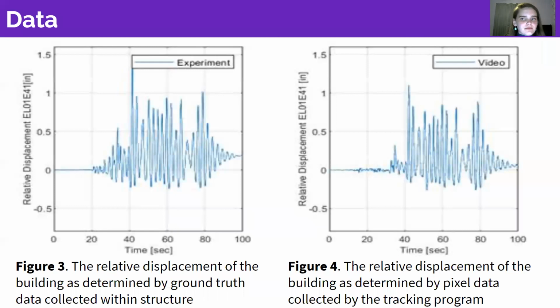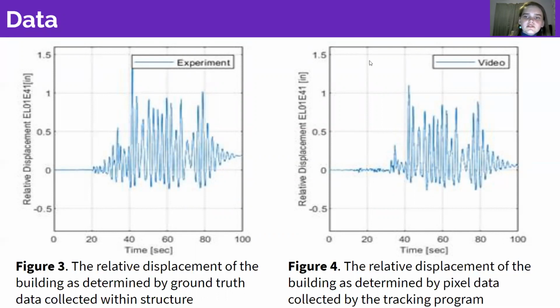So for example, this is the motion that was collected as part of the actual experiment at the University of California, San Diego. So this is the actual motion of the building. This here is the motion that we collected in our tracking algorithm. It's hard to see because these aren't laid on top of each other, but if you were to look at this, the differences in motion line up almost exactly.